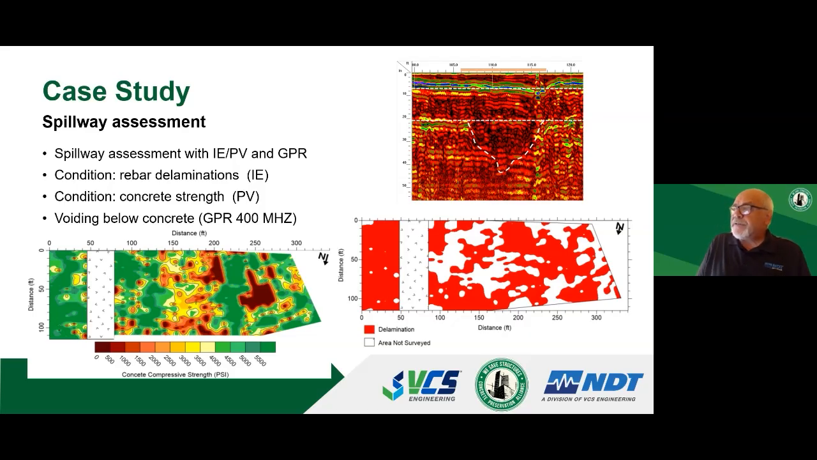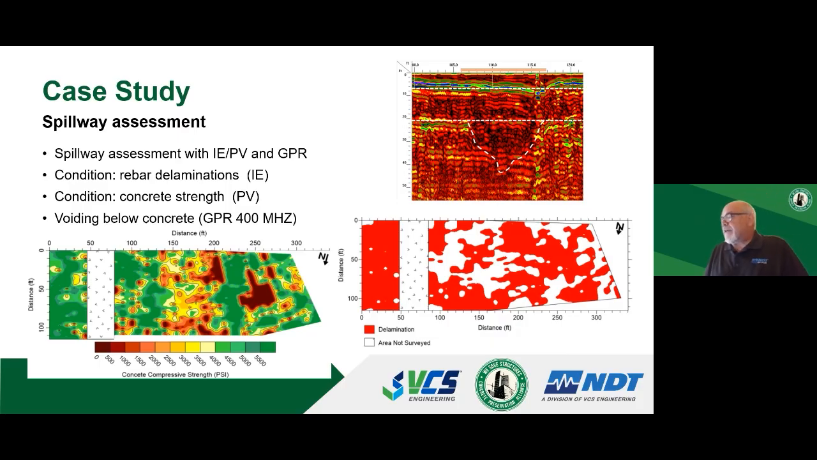Another application is a dam spillway. So on the lower part, we've got our velocity information, compressive strengths. 5,000 is green, 1,000 is brown. So mostly green, which is good, but there are some areas that are weak and deteriorated.